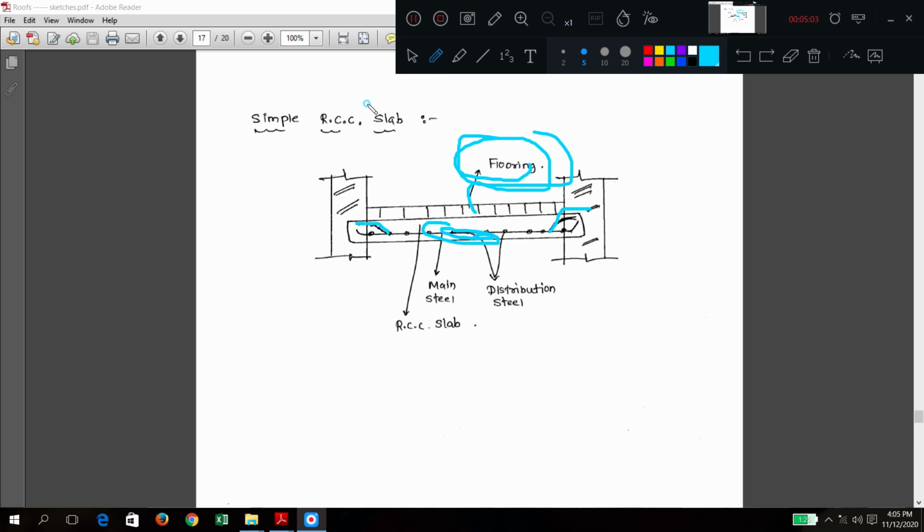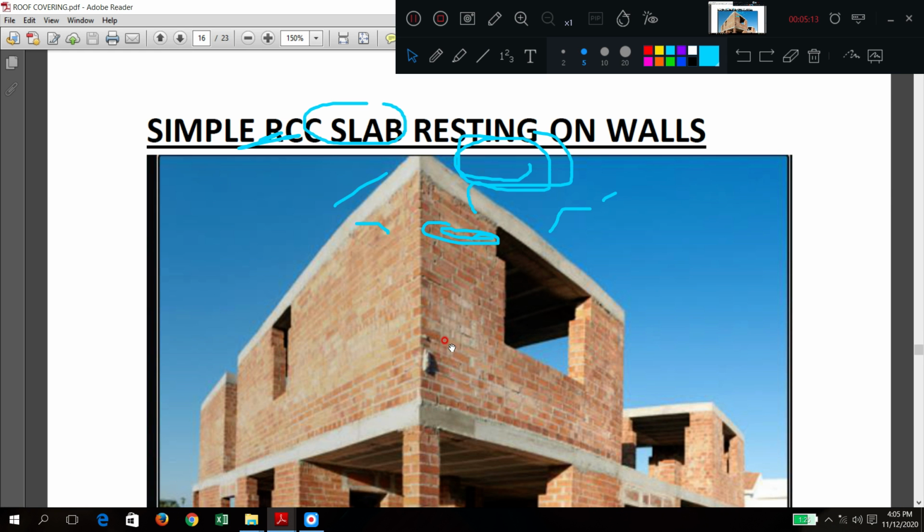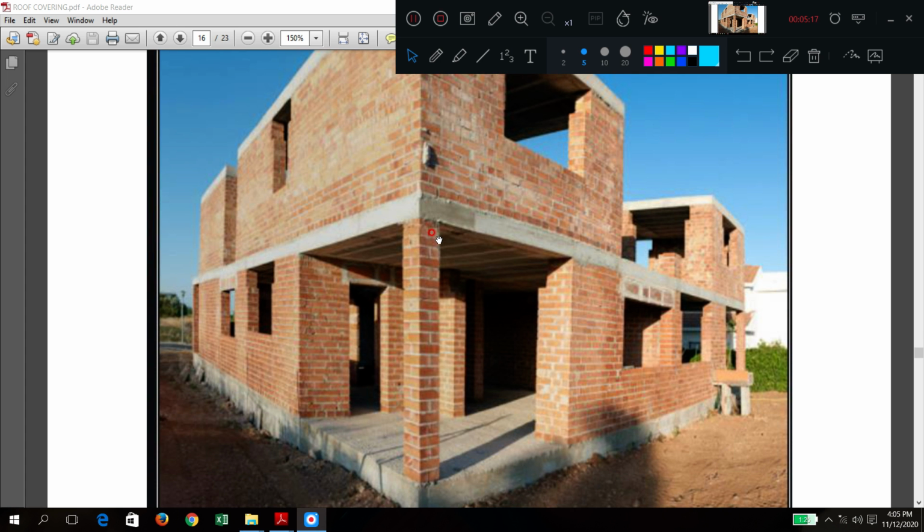Can you remember the name? Slab is directly resting on walls. Okay, so I will see the diagram here where it is. Yes, I will make it smaller. Yes, this is the diagram.